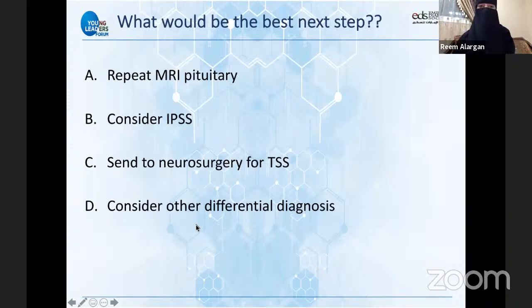42% think we should go for inferior petrosal sinus sampling. And then 20% think we should repeat MRI pituitary. 23% think we should consider other differential diagnoses. And the least one, 14%, think we should consider transsphenoidal surgery.